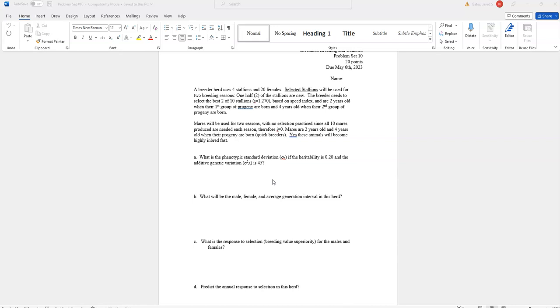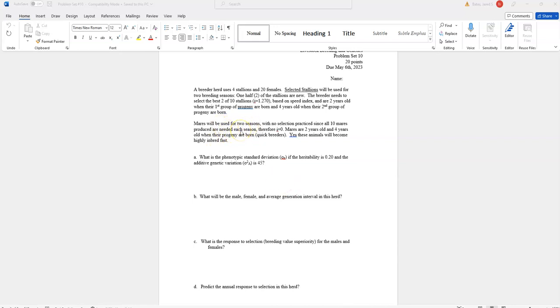You've got a breeder using 4 stallions and 20 females. The selected stallions are going to be used for 2 breeding seasons. Half of the stallions are 2 years old, and the other half are 4 years old whenever their progeny are born. The breeder is going to select the best 2 of 10 stallions. I give you the intensity value, and we'll do that for each problem. That's a 1.270 based on speed index.